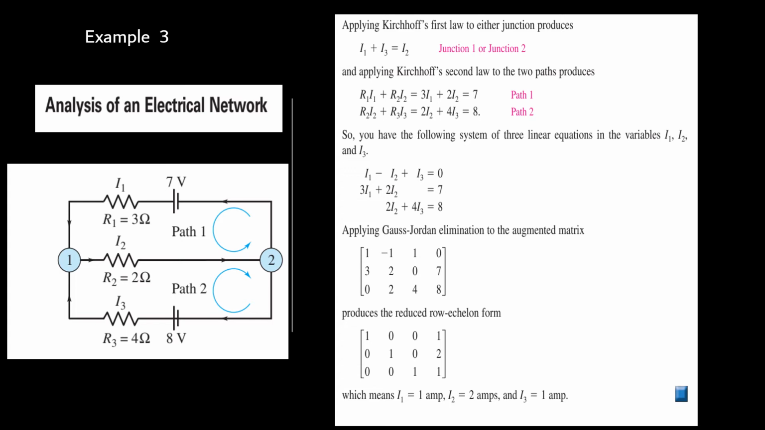Using the second law, the product with the resistance, R1 I1 plus R2 I2, is 3I1 plus 2I2. That is using this path. And then for the second path, we get another equation. So we have three equations with the unknowns I1, I2, and I3. Taking the augmented matrix and its reduced row echelon form, we can find the values of I1, I2, and I3 for this electrical network.